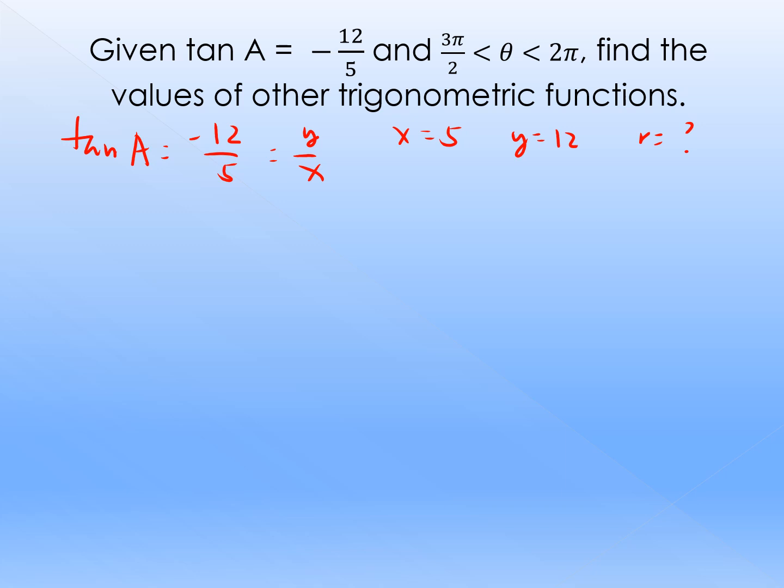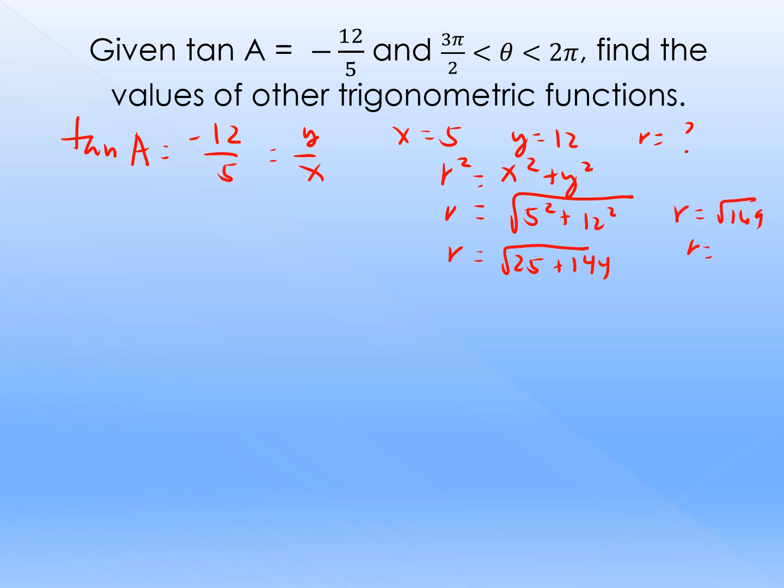We disregard first the negative sign because we have the rule for the signs later. So let's now have r squared is equal to x squared plus y squared. So we have r is equal to the square root of x, which is 5 squared, plus y, which is 12 squared. So r is equal to the square root of 25 plus 144. So we have r is equal to the square root of 169, and r is equal to 13. So we have the values x is equal to 5, y equals 12, and r equals 13.